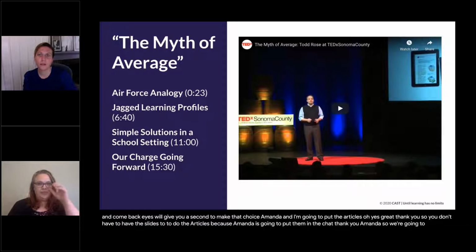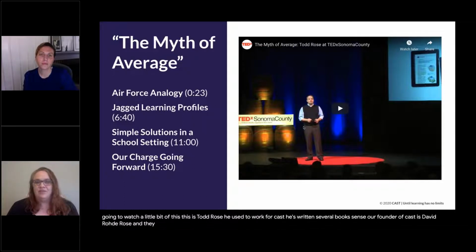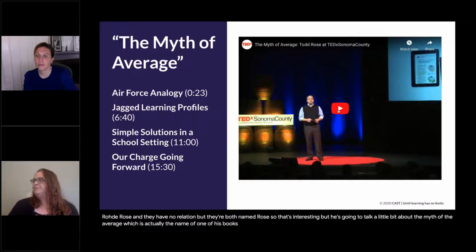Okay, so we're going to watch a little bit of this. This is Todd Rose. He used to work for CAST. He's written several books since. Our founder of CAST is David Rose, and they have no relation, but they're both named Rose, so that's interesting. But he's going to talk a little bit about The Myth of the Average, which is actually the name of one of his books.